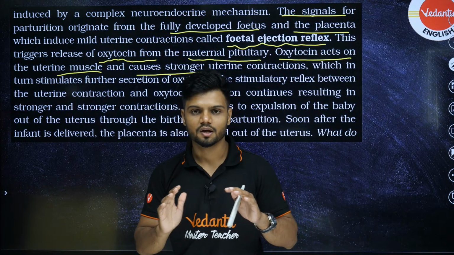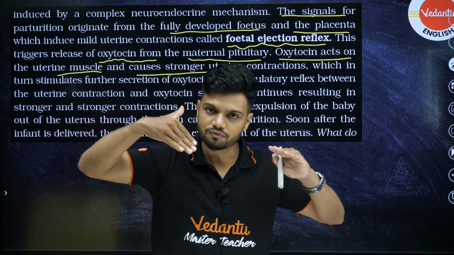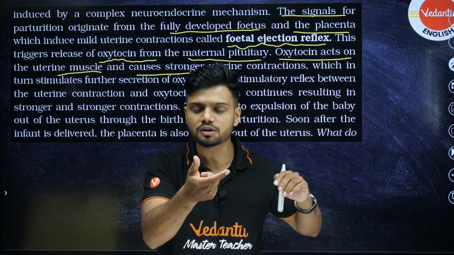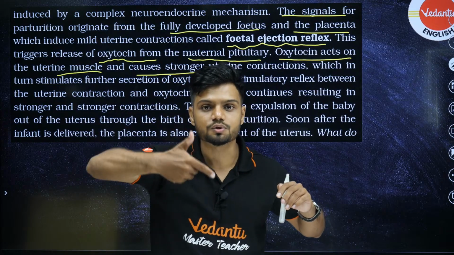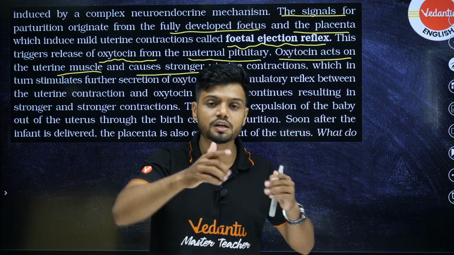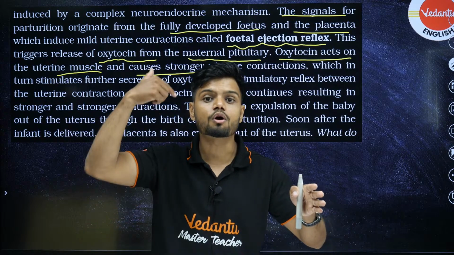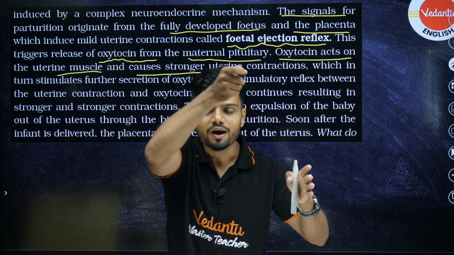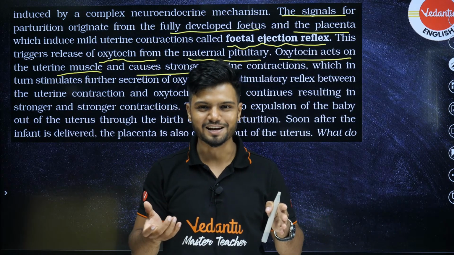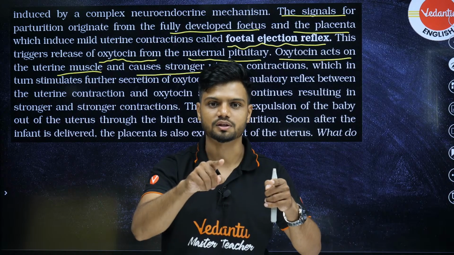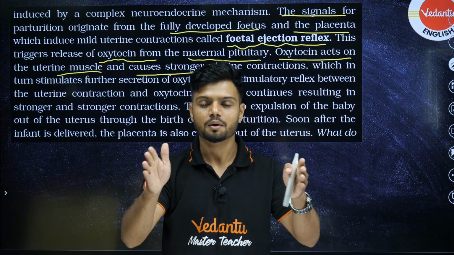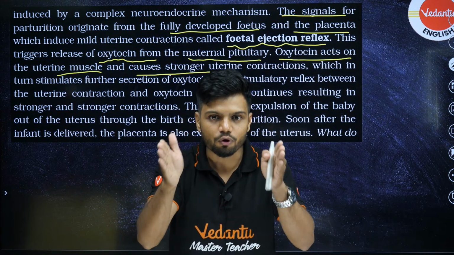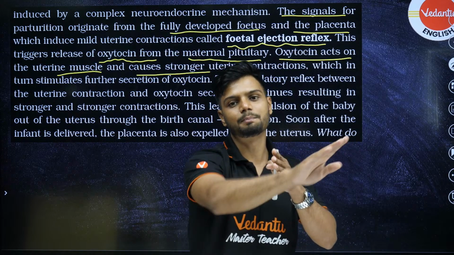So what is happening is, first there is a signal coming from the fetus. When the signal comes, there is contraction. Once there is contraction, the brain releases more oxytocin. More oxytocin, more contraction. More contraction, more oxytocin. That is called the neuroendocrine mechanism. Understand? First contraction, more oxytocin; more oxytocin, more contraction. It happens until there is enough contraction for the baby to slip out.